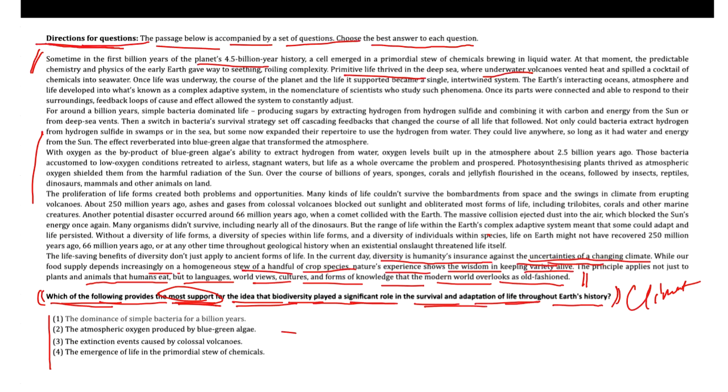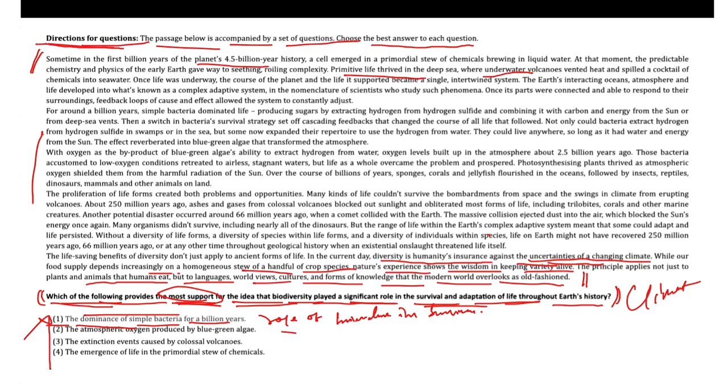So we need to support the idea of how biodiversity played an important role, right? So look at the options. Option one says the dominance of simple bacteria for a billion years. It mentions the dominance of what? Simple bacteria, but doesn't directly support the role of biodiversity. What is the role of biodiversity? A positive role, which will support the role of biodiversity in survival, isn't it? That's what is not given. So hence you would find option one is incorrect.